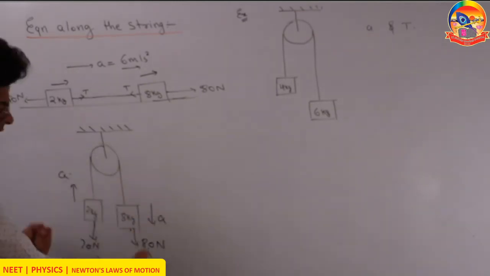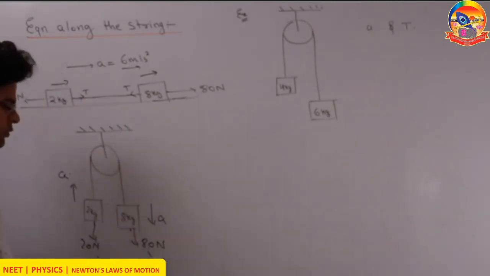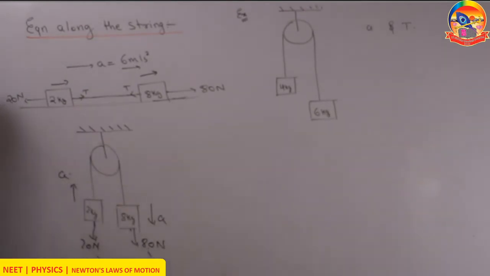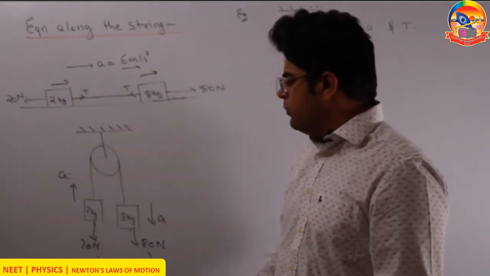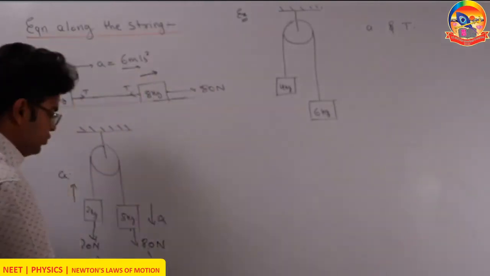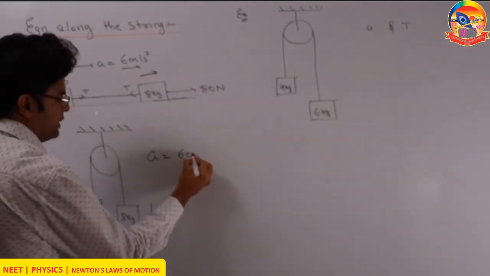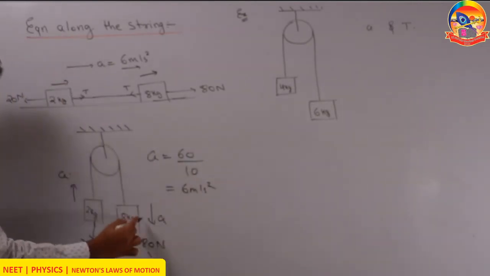So this 80 Newton wanted to move the system towards positive x. 20 Newton wants to move the system towards negative x. Who will win? Definitely the heavier force will win. So the net force which tries to move the whole system towards positive x is 80 minus 20, which is 60. So the acceleration has to be net force upon total mass of the system. So 60 by 10 comes out to be 6 meters per second square. So this block has a downward acceleration of 6, this block has an upward acceleration of 6.